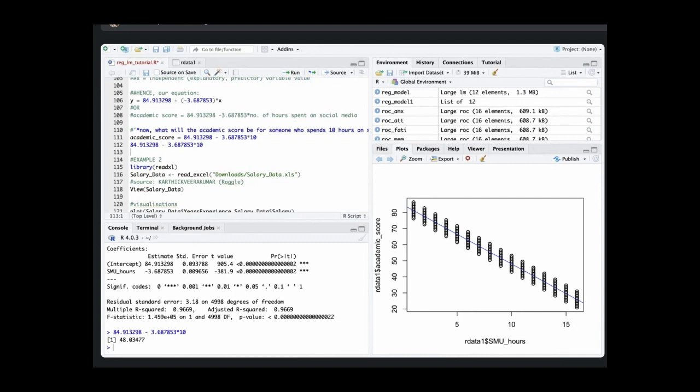Right. So beta naught is essentially the value of y, which is your outcome variable, the dependent variable, in our case academic score, when your x is 0. So let's say for a case where someone spends 0 hours on social media, what will be the y? It's simply your estimate of the intercept, which is 84.913. Is that clear? Okay, yeah, it's clear.